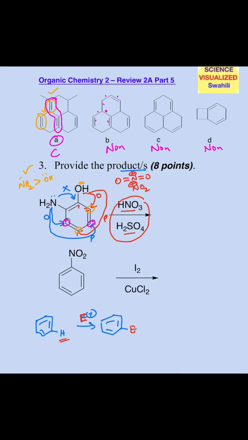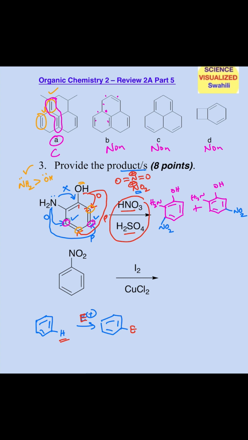We're going to have two separate products. The first one is this position. You end up adding the electrophile, that's the NO2. And then the second one is this other position. You add the electrophile to that position, which is para to the NH2, and therefore NO2 there. Those are the two products for that reaction.